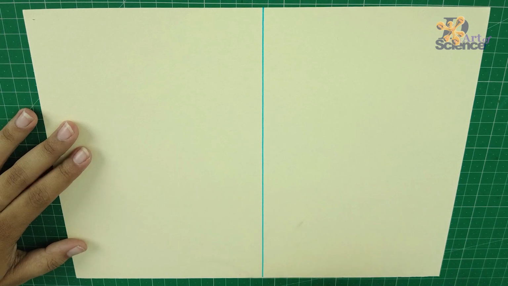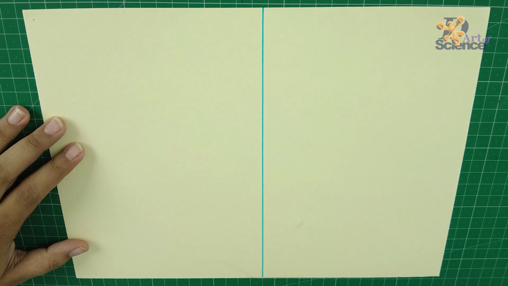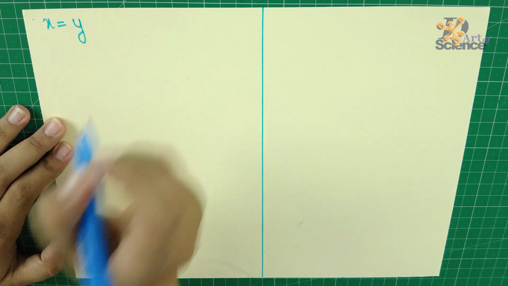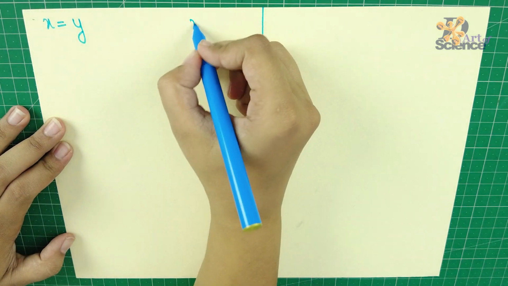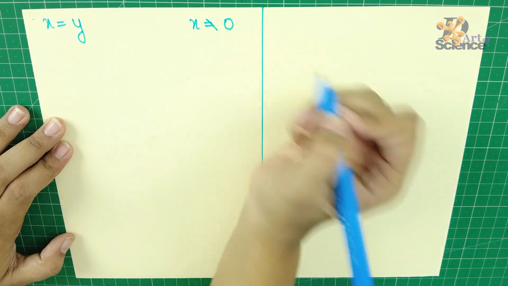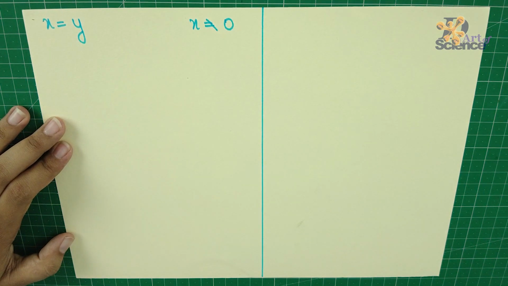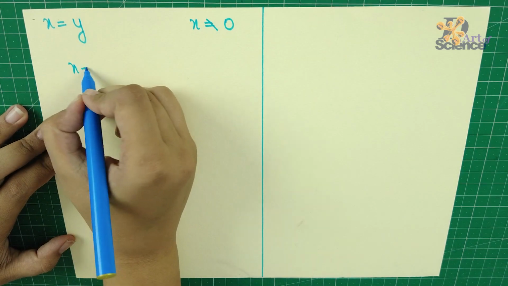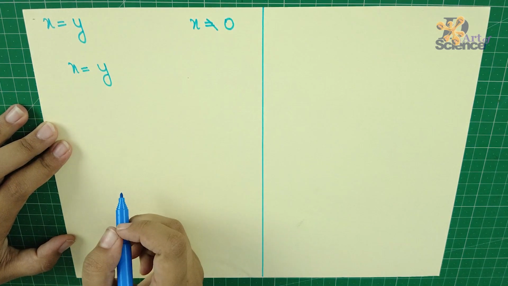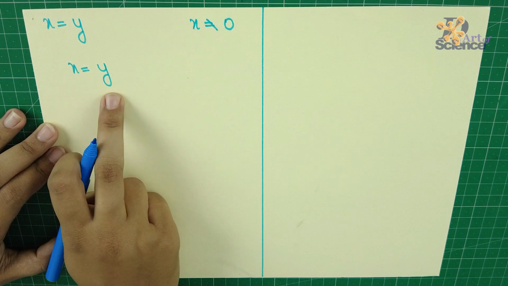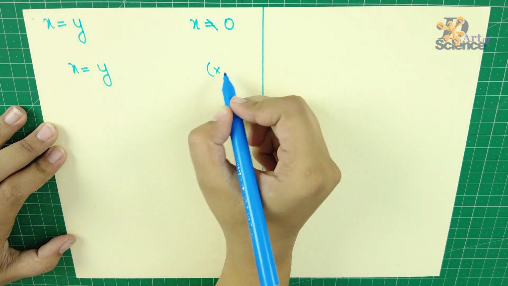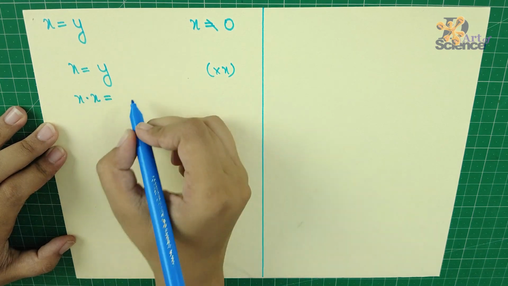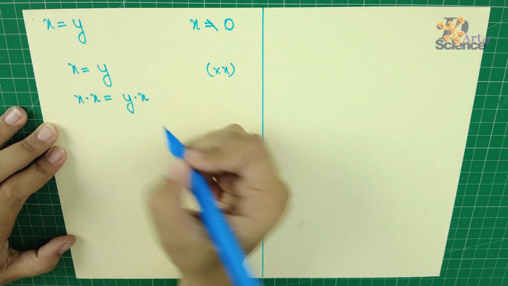Alright. So I am going to start off with a very simple condition saying x equals y and also that x is not equal to 0. Alright, simple. Now we'll start off with x equals y. What I'm going to do is multiply x on both sides. So that gives me x times x equals y times x.